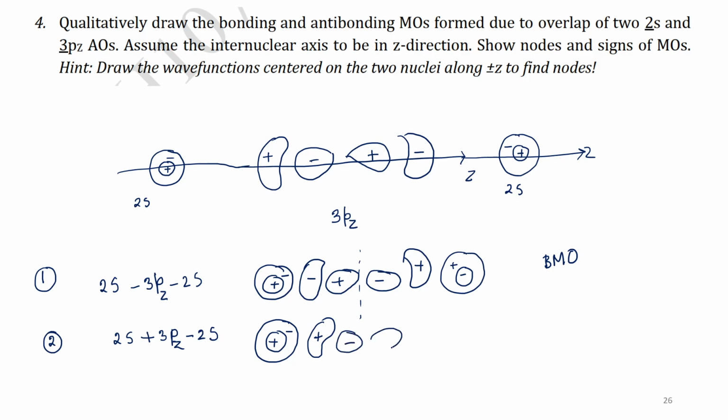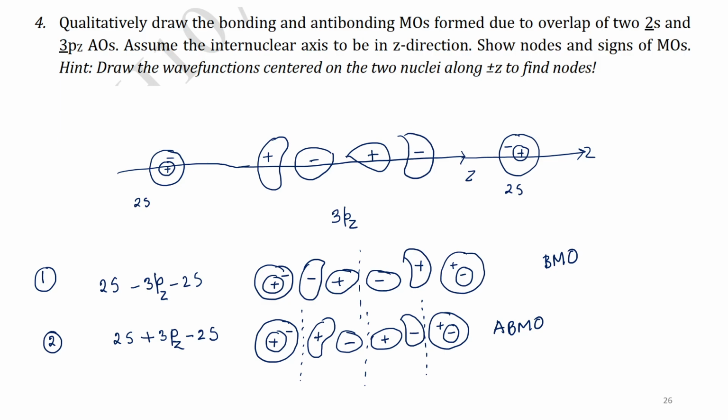Minus, plus, minus. Now this is again minus, plus, and in between there is minus. See, minus plus, there is a node. Here there is obviously a node, and here is also a node. So this is your anti-bonding molecular orbital.